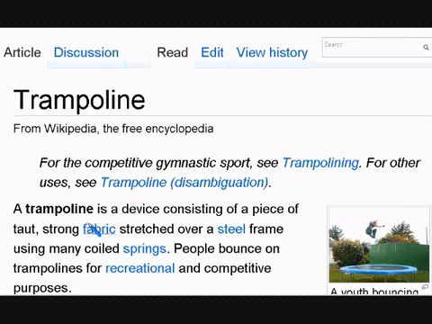A trampoline is a device consisting of a piece of taut, strong fabric stretched over a steel frame using many coiled springs. People bounce on trampolines for recreational and competitive purposes.